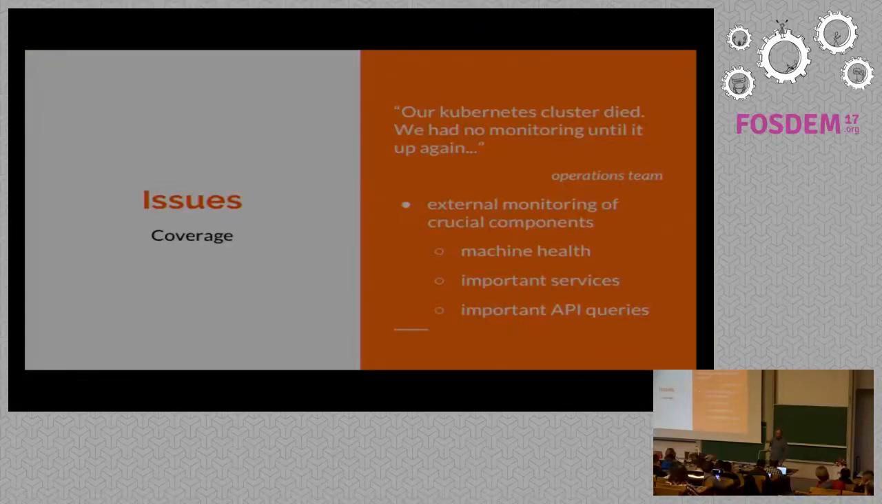So they decided they wanted to additionally have an external monitoring of crucial components. For example, moving out the node exporter from inside Kubernetes to the machine itself, or monitoring machine health traditionally using Nagios. We have not yet decided what to do. They also wanted to have important services like etcd monitored, as well as some main API queries that indicate the overall health state of a Kubernetes cluster.